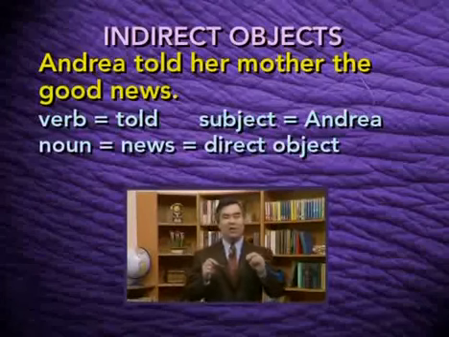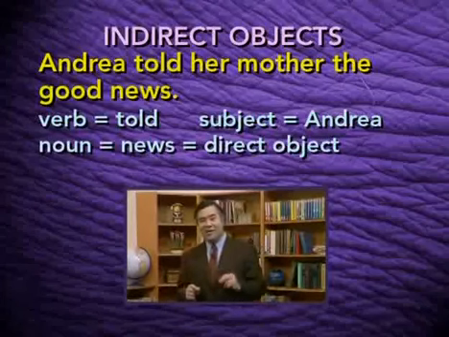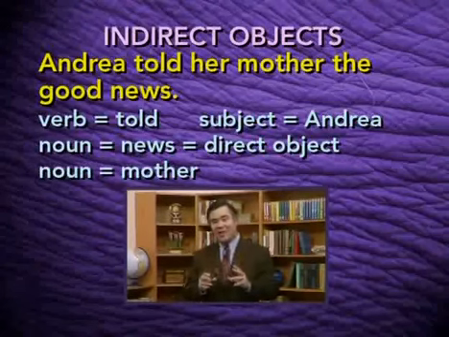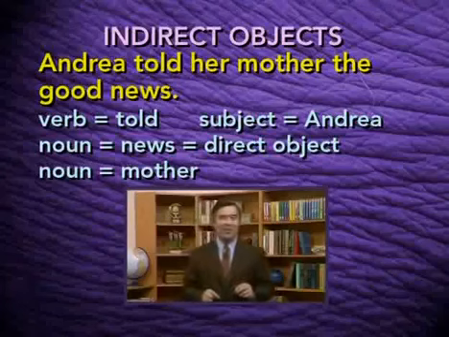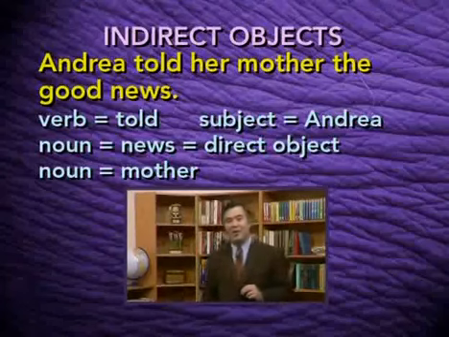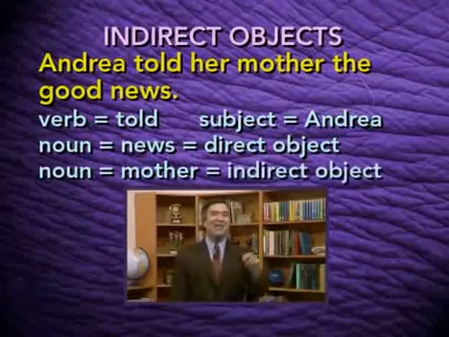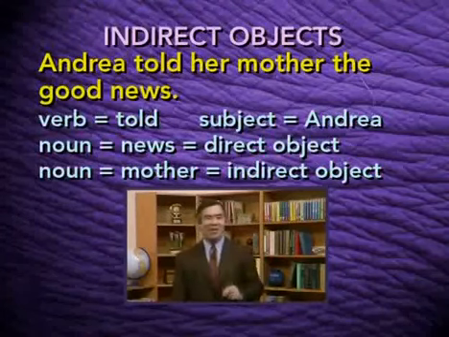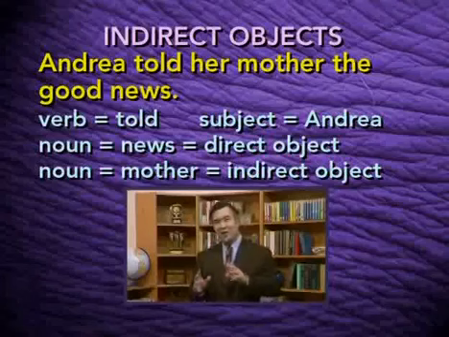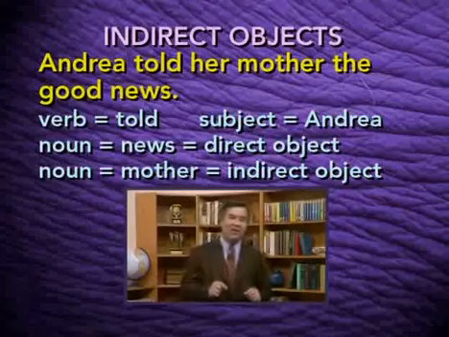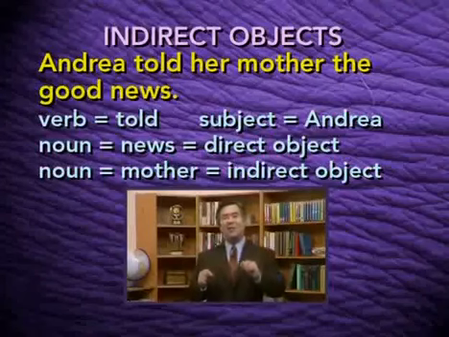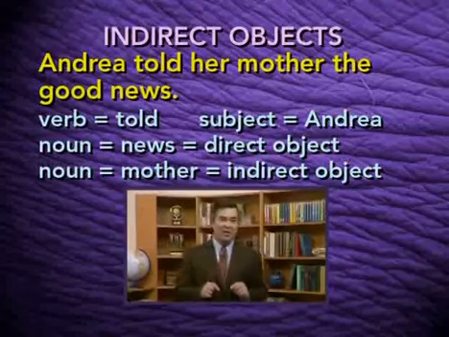That's what Andrea told. However, we notice there's another noun, her mother. That phrase has been stuck in between the direct object and the verb. What role does her mother play? Her mother is the indirect object. That answers the question, to whom Andrea told the good news. So the direct object is news. That's what Andrea told. And her mother is the indirect object. That's the person to whom the news was told.